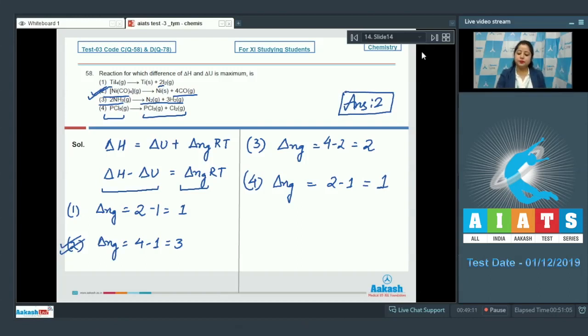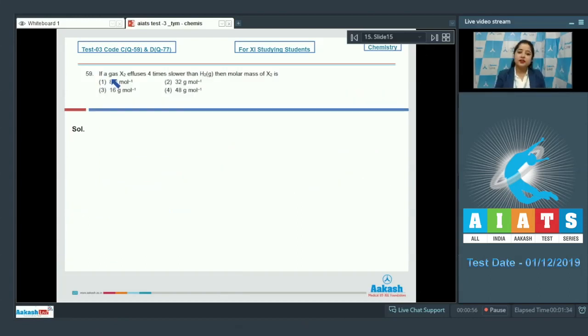Moving to the next question, which is 59. If a gas X2 effuses 4 times slower than H2, then the molar mass of X2 is. The options are 8 gram per mole, 32 gram per mole, 16 gram per mole, or 48 gram per mole. Let's solve the question, students.